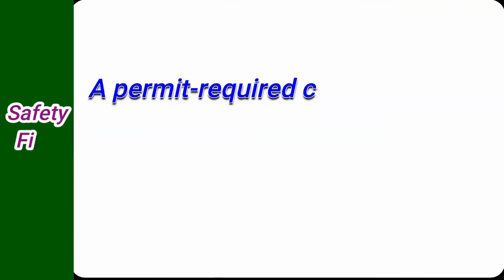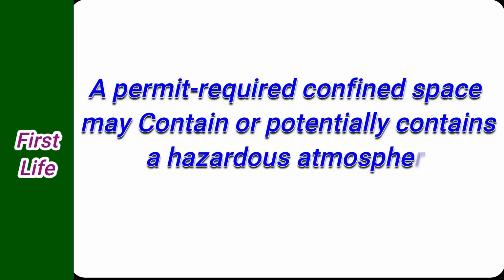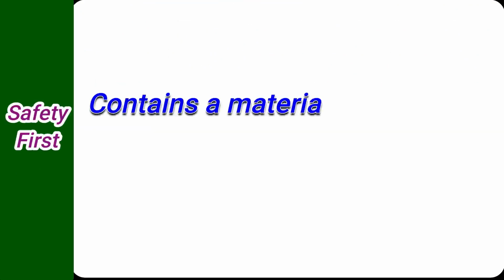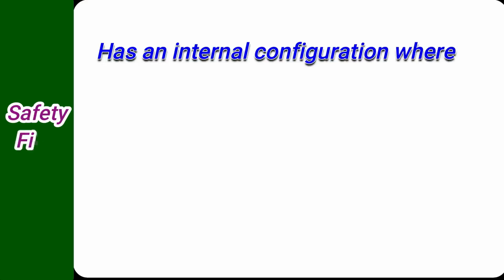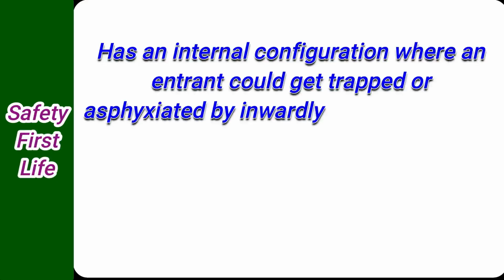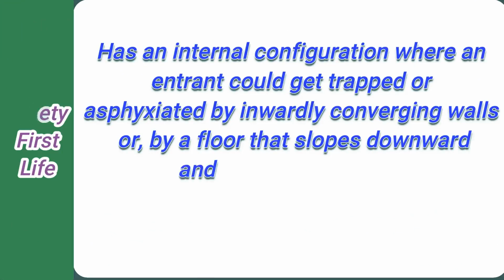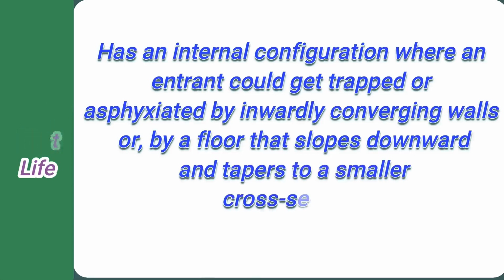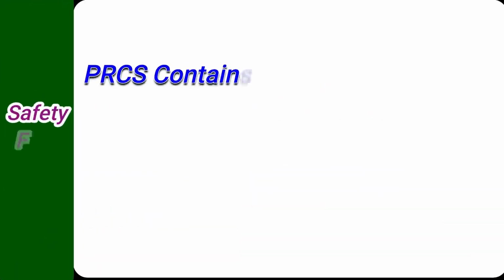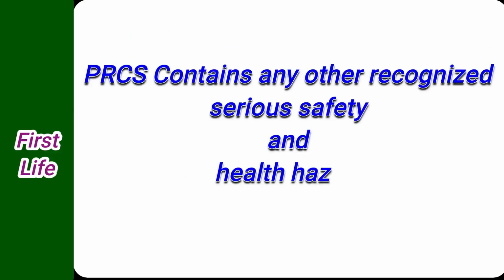Let us understand now what is a permit required confined space. A permit required confined space may contain or potentially contains a hazardous atmosphere, contains a material that has the potential for engulfing an entrant. Permit required confined space has an internal configuration where an entrant could get trapped or asphyxiated by inwardly converging walls or by a floor that slopes downwards and tapers to a smaller cross section.